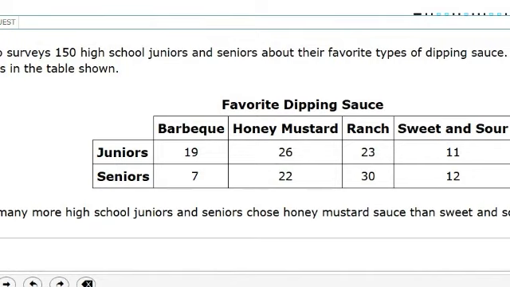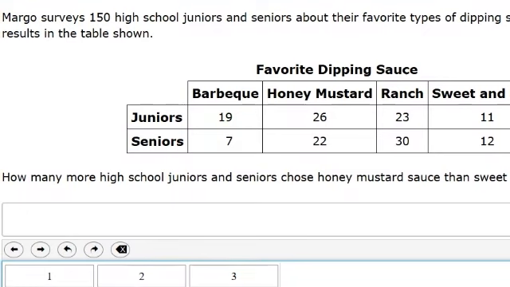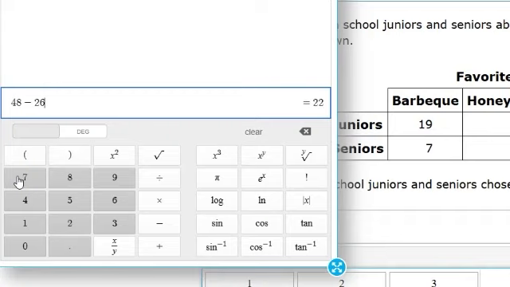Medical service, 150 high school juniors and seniors. 19 plus 7 is 26. 26, that's 48. $22.